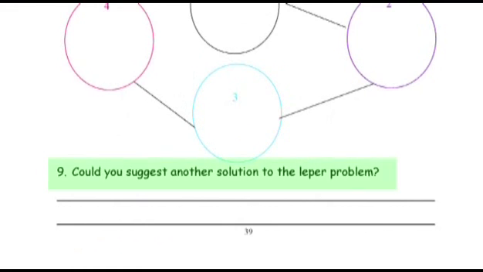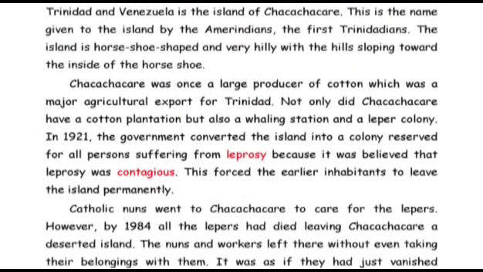Question 9. Could you suggest another solution to the leper problem? This question requires you to use your imaginative and analytical skills. If we read paragraph 2, we understand that the government chose this as a solution because it was believed that leprosy was a contagious disease. This meant that persons who had this condition were cut off from family and friends because they were isolated on an island. Also, we understand that these people were ill and needed medical attention.